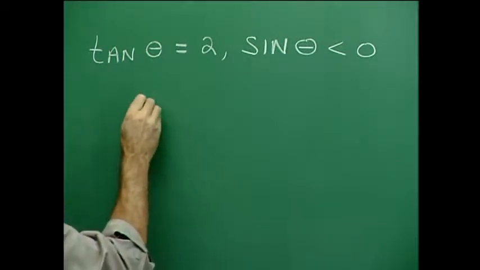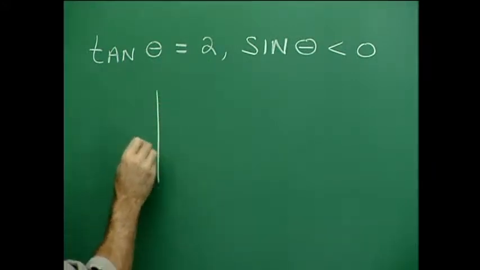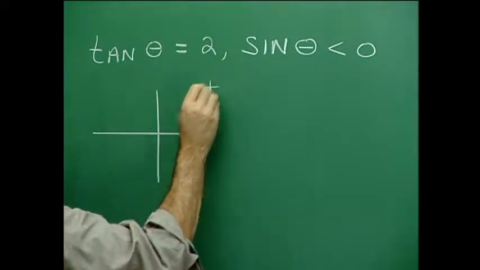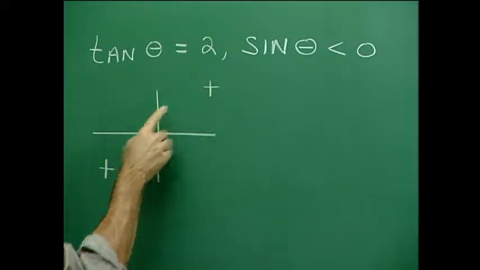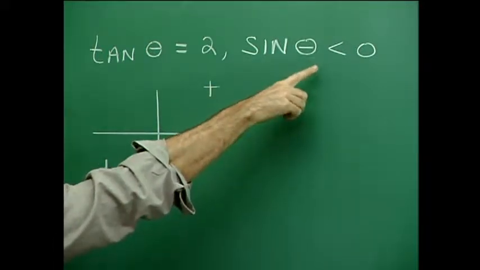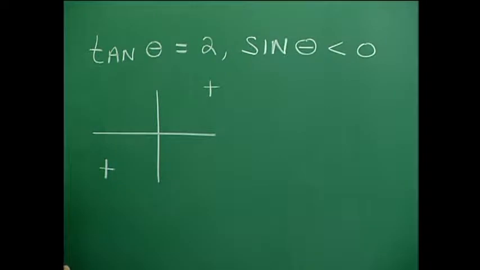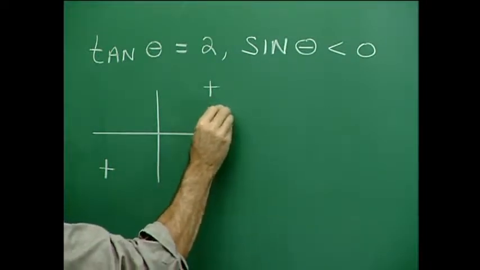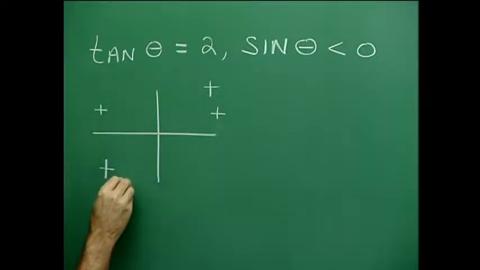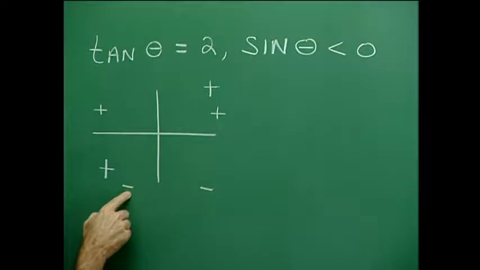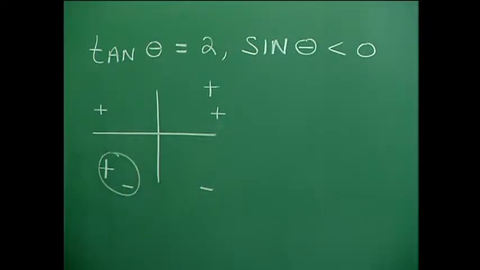We know that tangent theta, if it's 2, that means positive, then tangent is positive in these 2 quadrants. So we're in one of these 2 quadrants. Now, sine theta, it says, is less than 0. So sine theta is negative. We know that sine is positive in this quadrant and this quadrant, but negative in this quadrant and this one. So if sine theta is less than 0, negative, then we must be positioned in this quadrant.